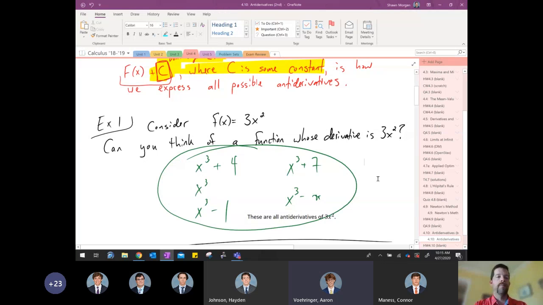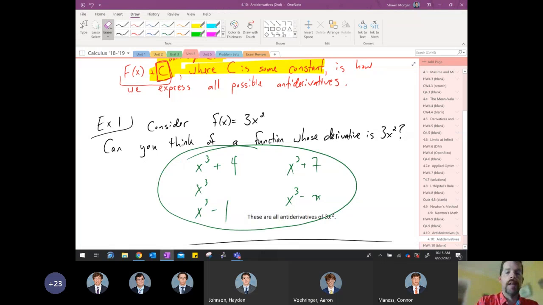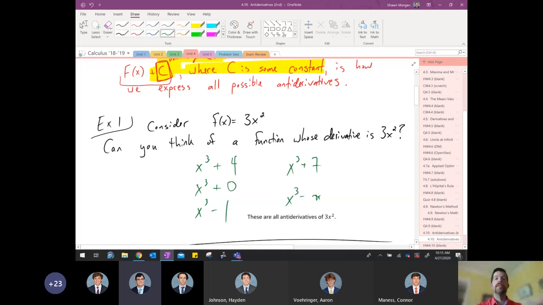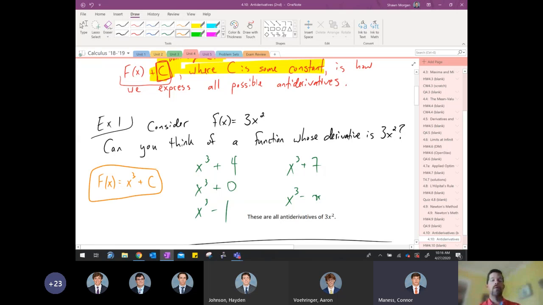That would be like what Hayden gave me as an example. He didn't write a constant in there, so that would be the same as plus 0. So how can we generalize this? Generally speaking, given that f of x is 3x squared, the antiderivative, capital F of x, would be x cubed plus c, where c is a what? c is some constant. So what you're doing is teaching your brain to think in reverse.